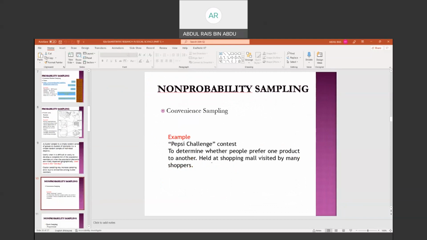Right. Now we move on to what is non-probability sampling. The first one is convenience sampling.